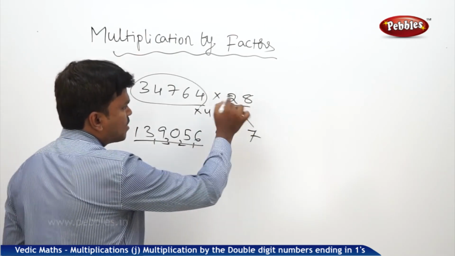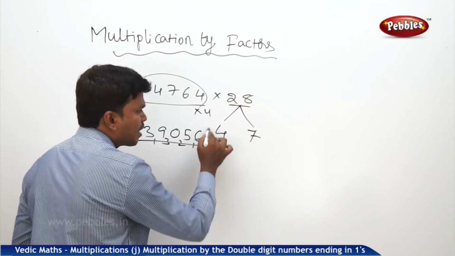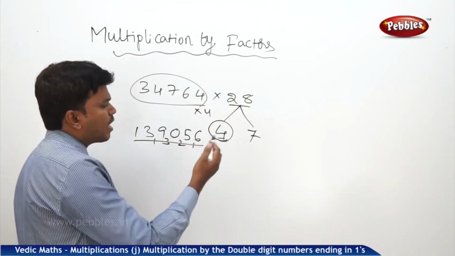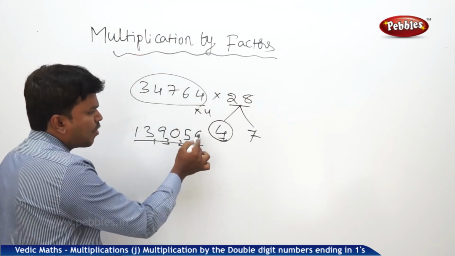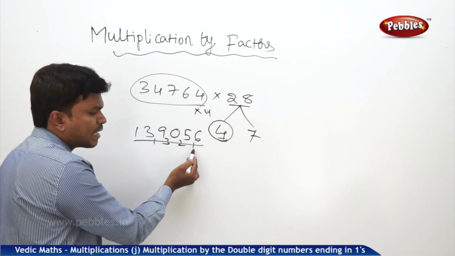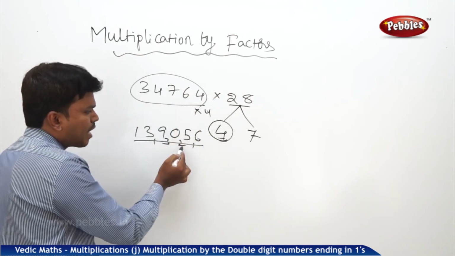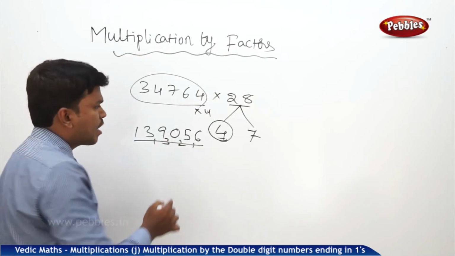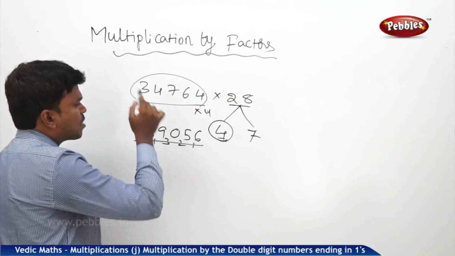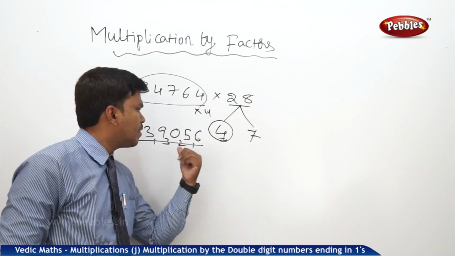Since 4 and 7 are factors of 28, I am first multiplying the given number by 4. Okay, so if I multiply by 4, how will I get it? 4 4s are 16, drop 6, carry 1. Now 4 6s are 24, 24 plus 1 carry, 25. So drop 5, carry 2. 4 7s are 28, 28 plus carry 2, 30. Drop 0, carry 3. Now 4 4s are 16, 16 plus 3, 19. Drop 9, carry 1. Next 4 3s are 12, 12 plus 1, 13. So finally, when I multiply this number by 4, I got 139056.